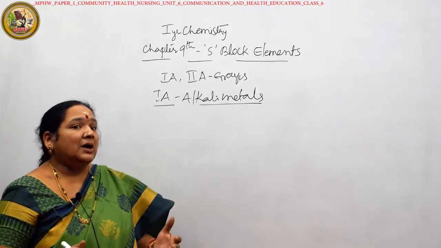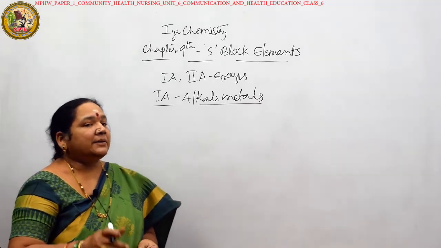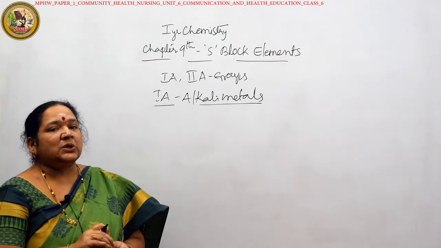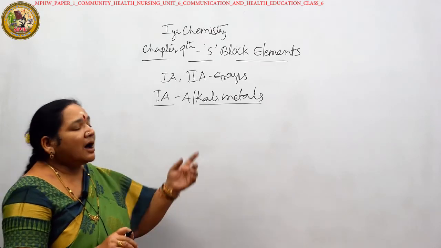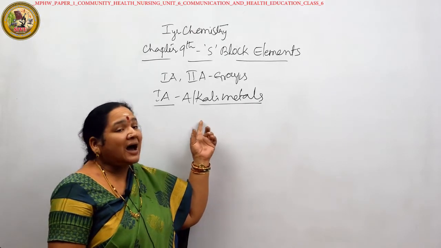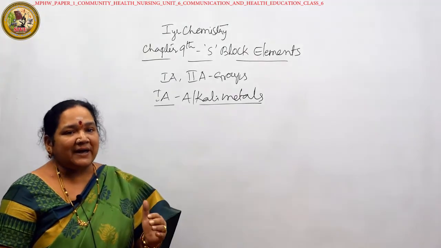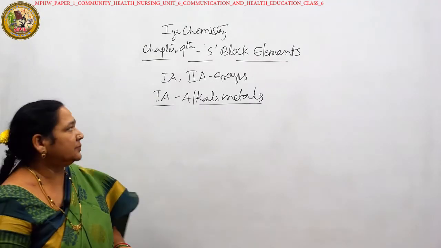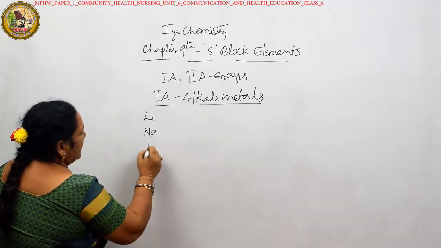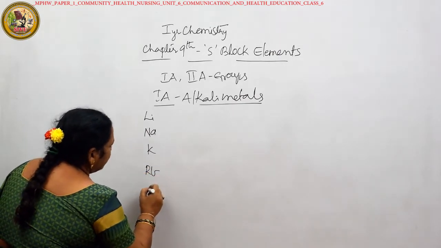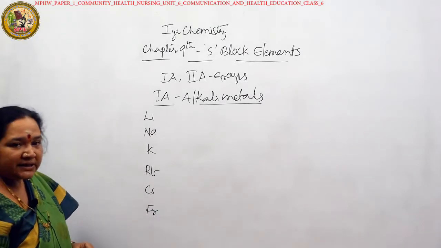We can also decide the alkali nature of these metals by putting litmus paper in the solution, which turns red litmus paper to blue. So these are alkali in nature. That's why these are called alkali metals. All of these are metals only. Next, what are the elements present in first A group? Lithium, sodium, potassium, rubidium, cesium and francium. These are the elements present in first A group.